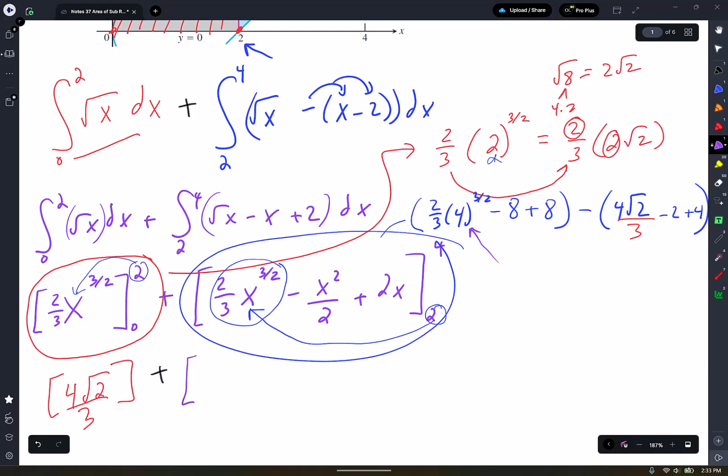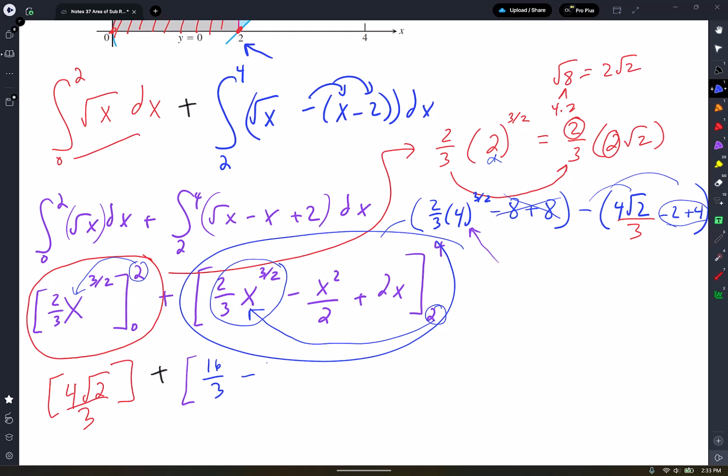Let me write it in blue. 16 over 3. Does everyone see how I got that? These 8s zero out. Are we still okay? And I'm going to distribute this negative, and I'm going to combine these two right here. So minus 4 square root of 2 over 3. Here's that luck that I was telling you about. They were going to cancel anyways. Negative 2 plus 4 is 2, but when I distribute the negative, minus 2.